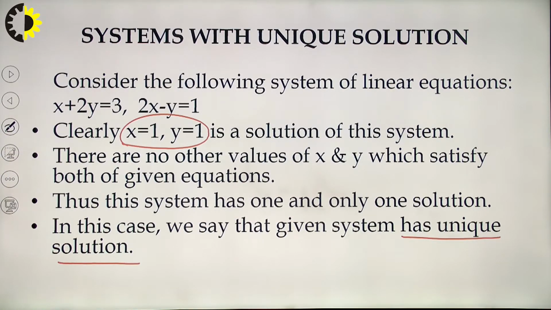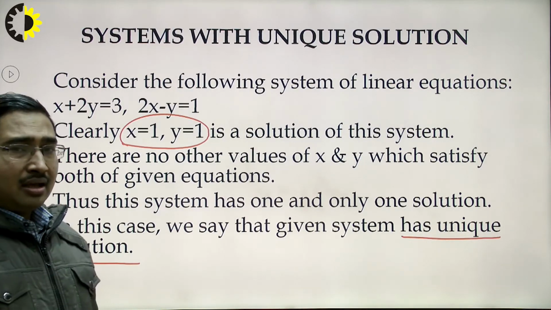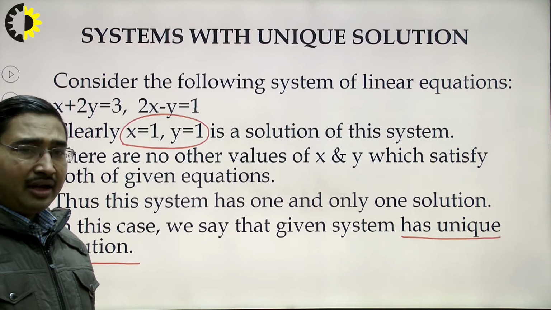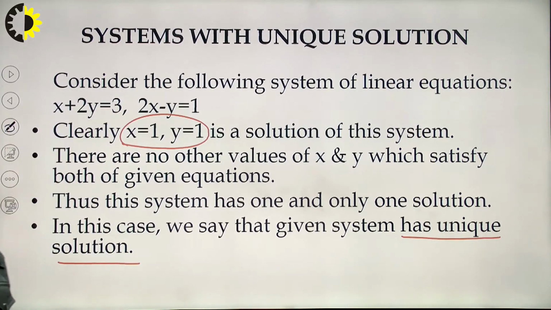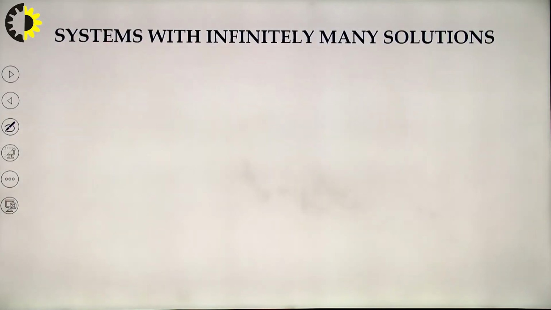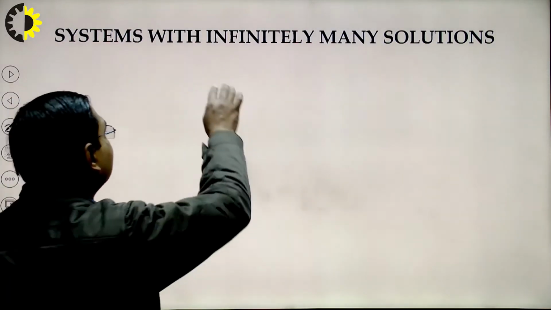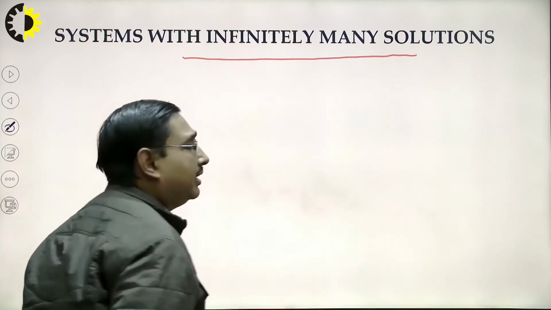Thus, what is a unique solution? If a system of equations has one and only one solution, then we say that the system has a unique solution. Now, what is the second type? It is a system with infinitely many solutions.